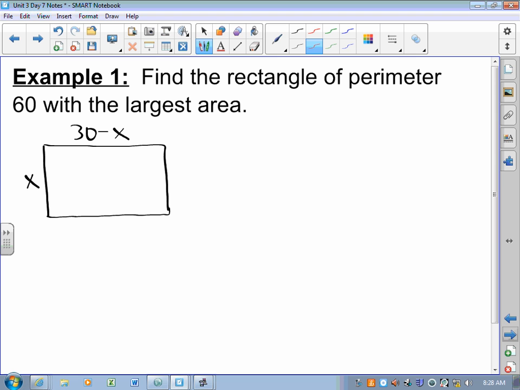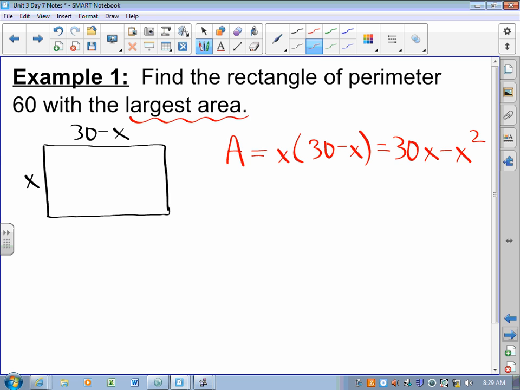So I want the largest area, which means I probably need an area function. What is the area of that rectangle? Oh yes, it is length times width. That's 30x minus x squared. So really what I'm interested in is how to maximize that function. I want 30x minus x squared to be as large as possible.